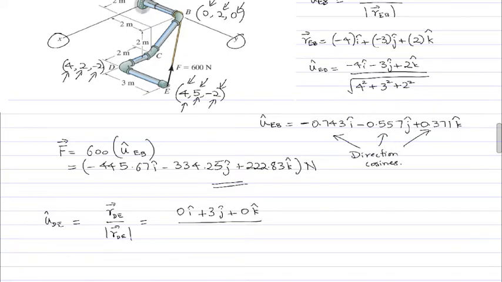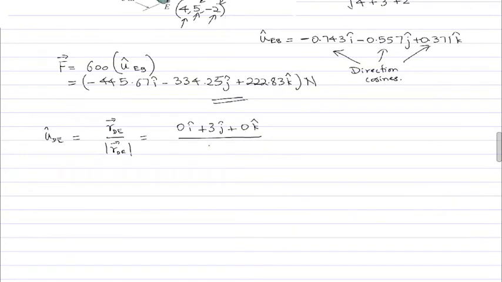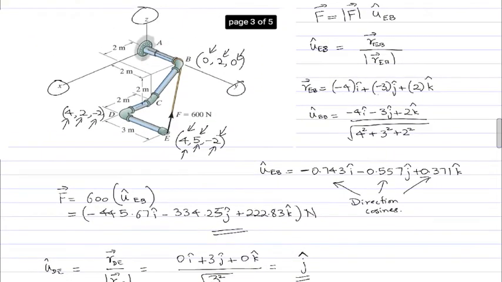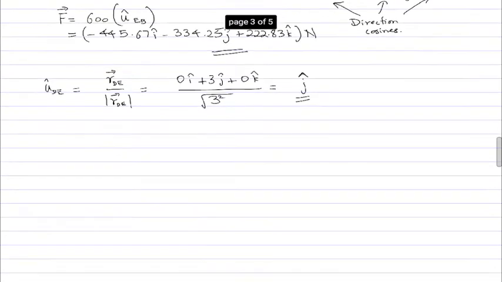And that divided by the magnitude, which would just be the square root of 3 squared, means the unit vector is j. So the unit vector along the line DE is nothing but the unit vector j, which is the unit vector in the direction of the y-axis, which is kind of obvious, right? DE is parallel to the y-axis, which means they would have the same unit vectors.